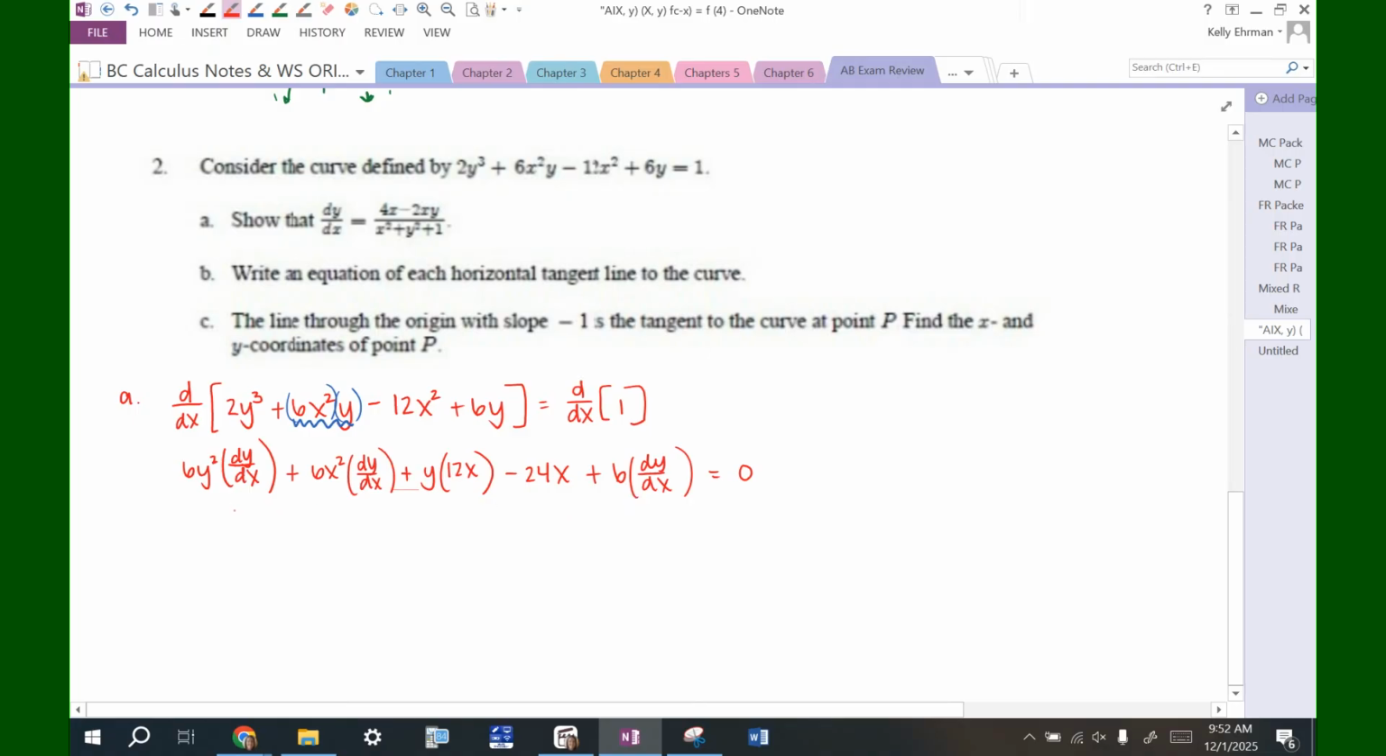Okay, so I am going to factor out my dy dx. That gives me 6y squared plus 6x squared plus 6. I'm going to move all of my non-dy dx terms to the other side. That's just these two terms. So I'm going to add 24x and subtract 12xy. And then I'm going to divide by the parentheses.